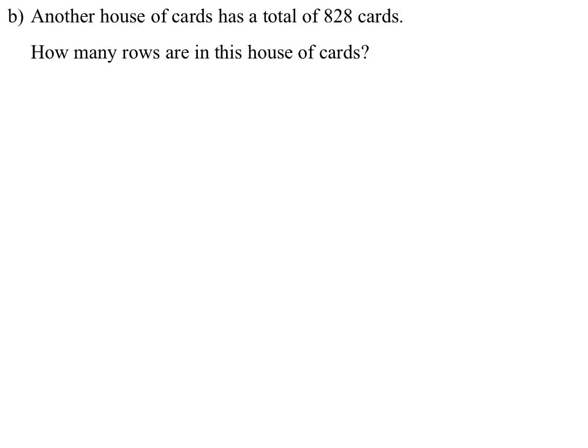There's another house of cards. It's got 828 cards in it. How many rows were used? Well, the sum of all the cards then is 828. That's what we know. We're subbing everything into that, and we've got to solve this. Looks like we're going to get a quadratic.